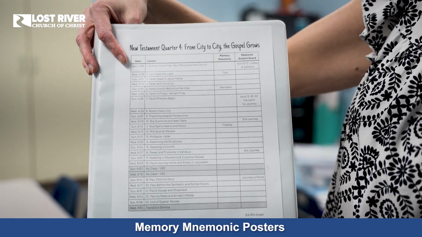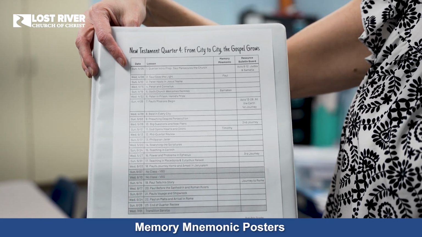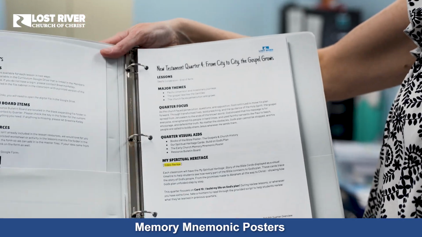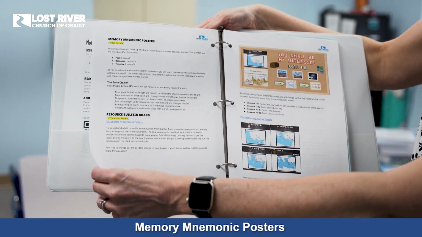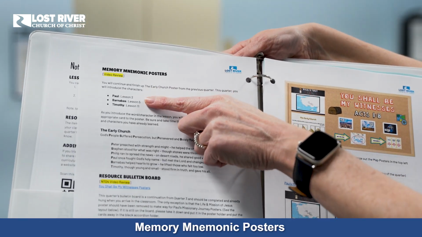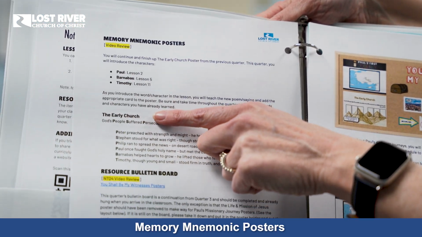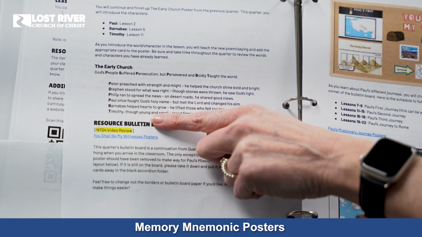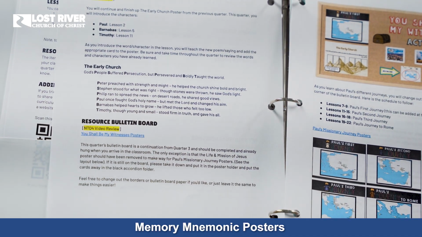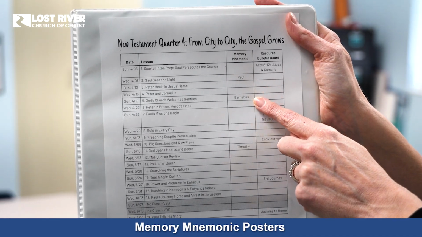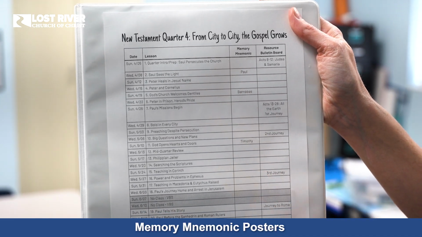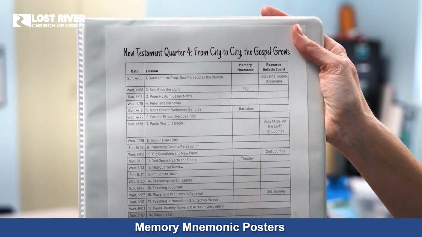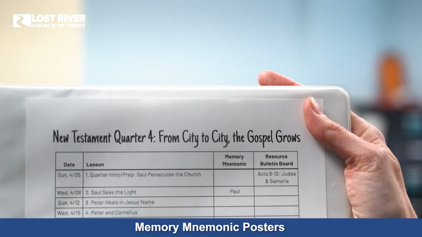First, look at the quarter overview document. Here you will find the main sentence for the poster along with the rhymes for each Bible figure that will be added during the quarter. This document also shows which lesson introduces each person so you can easily see how the poster will build over time. Next, the quarter schedule gives a quick overview of when a new card will be added to the poster so you can see it all at a glance as you plan your lesson.